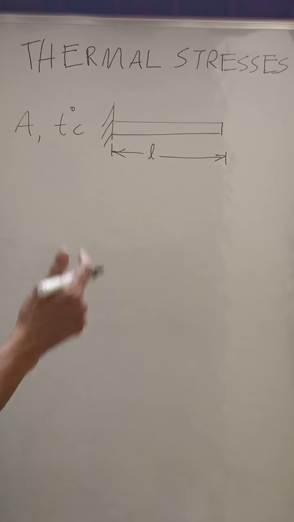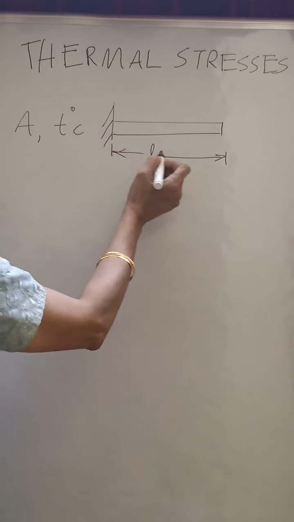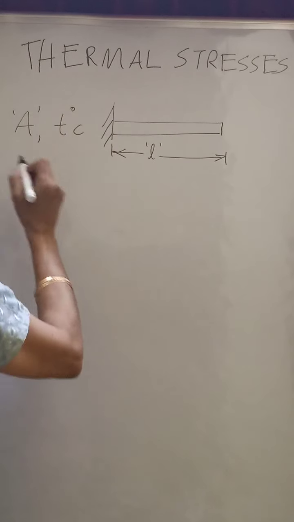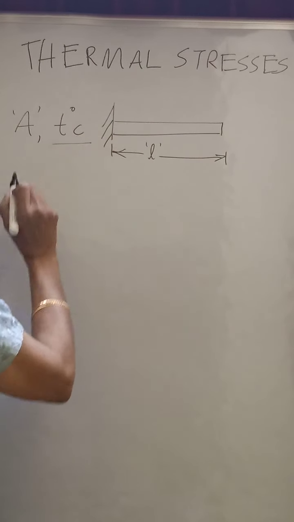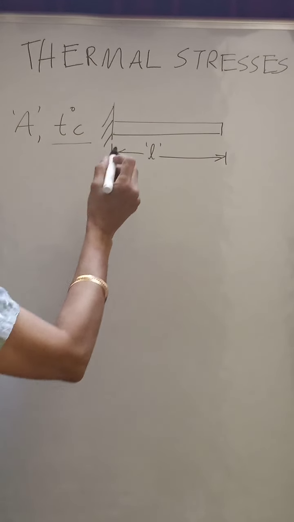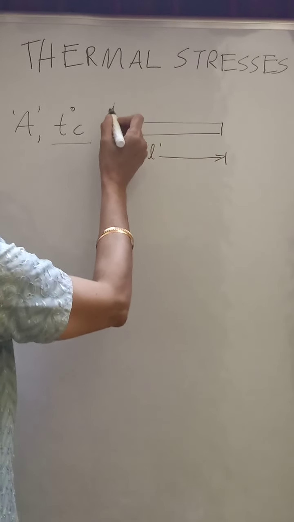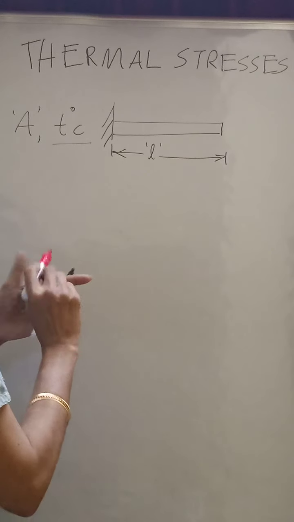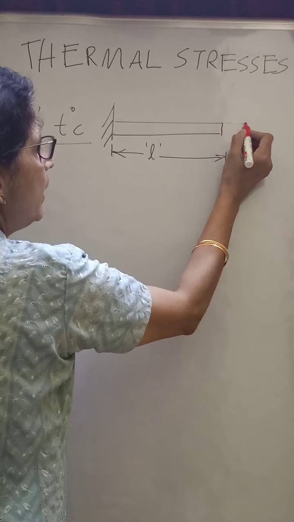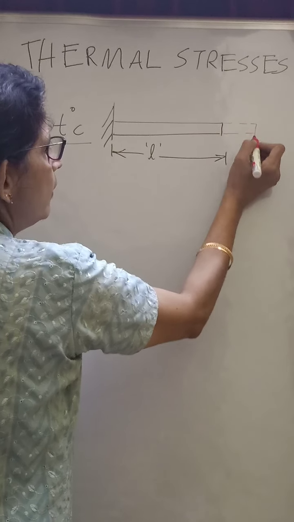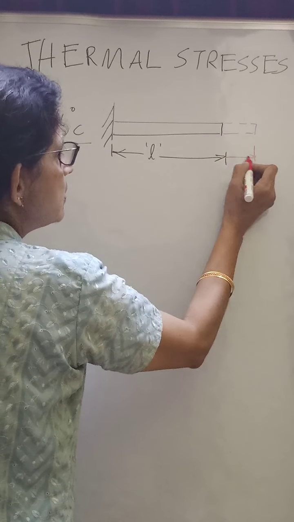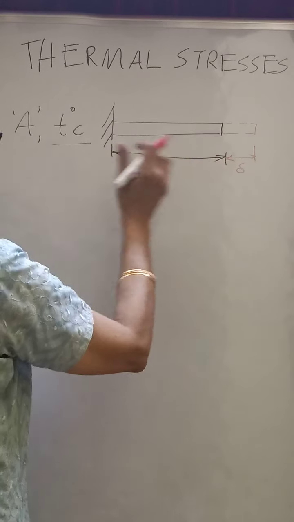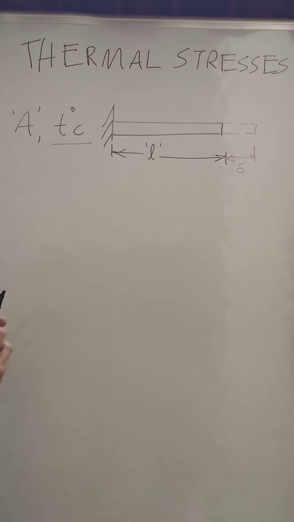The best example is to consider a bar of length L and cross-sectional area capital A, subjected to an increase in temperature of T degree centigrade. This bar is fixed at one end and is of length L, and if it is free to expand, it is going to expand by a certain length. Call this distance delta. So delta is the expansion that occurred due to a rise of temperature T degree centigrade.